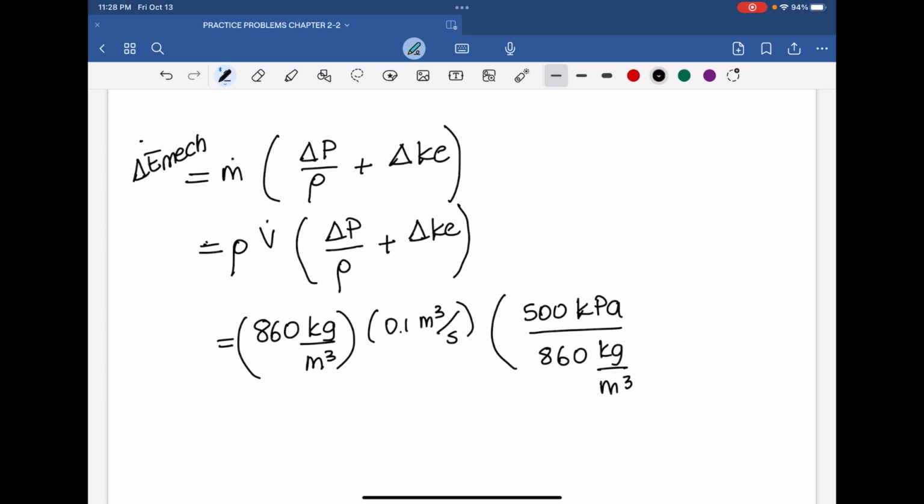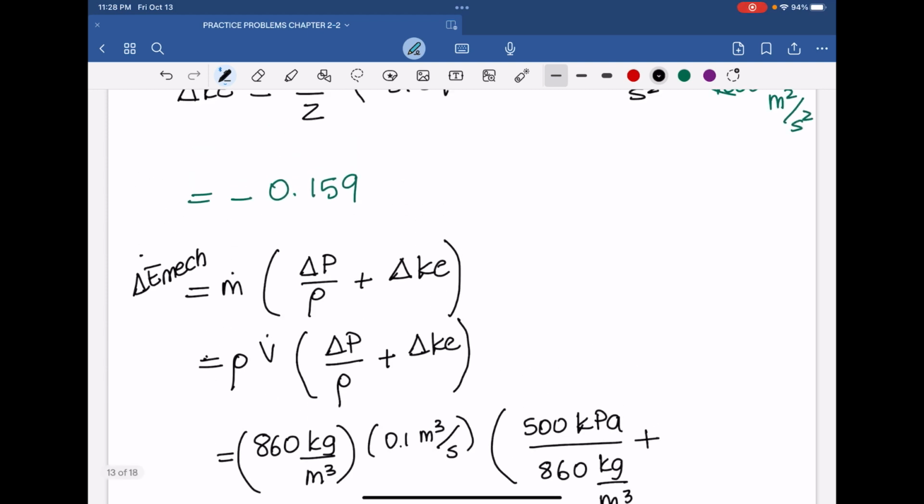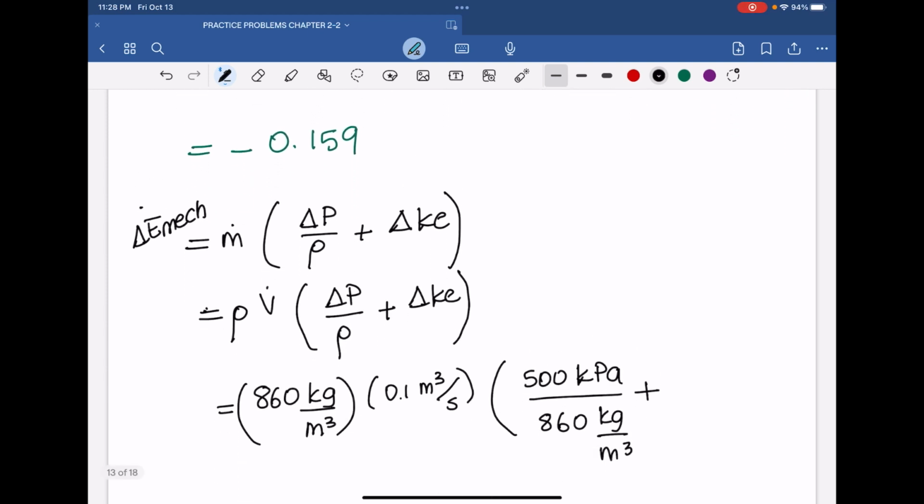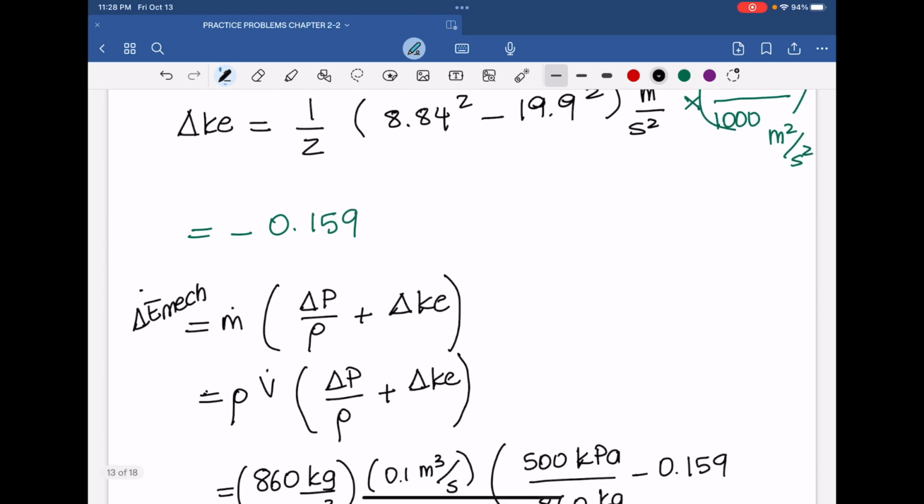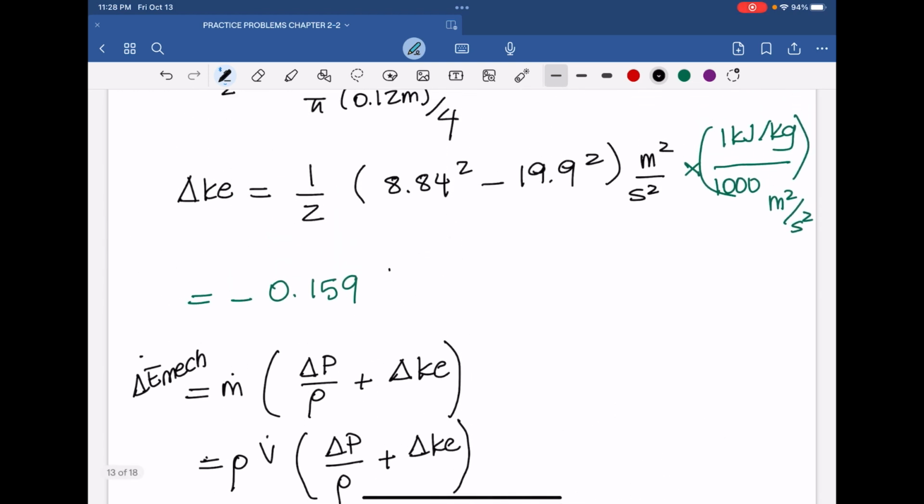And the kinetic energy change, which is actually minus, right? So we should just put the minus 0.159. And the unit is kilojoule per kilogram.